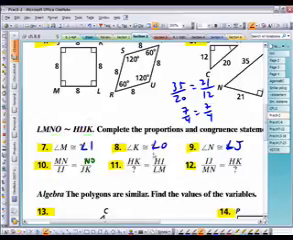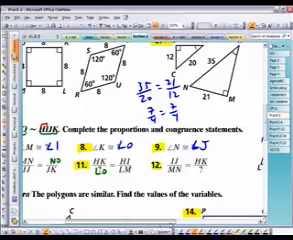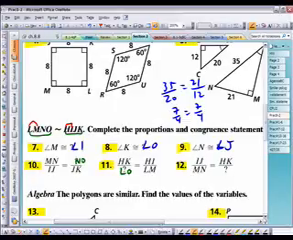Okay, HI over LM, HI over LM, and that's equal to HK over something. Well, what's the corresponding piece over here? First and fourth, so that's LO. And then last one is IJ over MN. So IJ over MN equals HK, and then we're missing this LO.